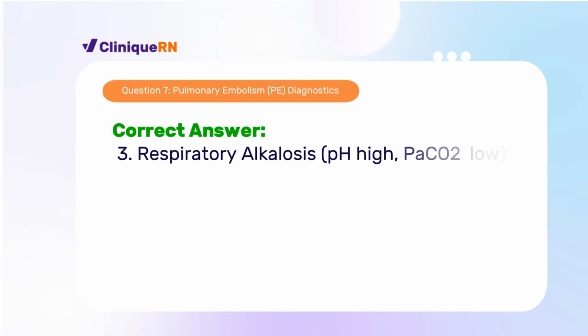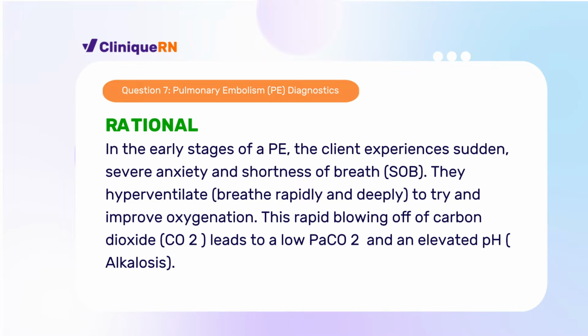The correct answer is 3. Respiratory alkalosis, pH high, PaCO2 low. Rationale. In the early stages of a PE, the client experiences sudden, severe anxiety and shortness of breath, SOB. They hyperventilate, breathe rapidly and deeply to try and improve oxygenation. This rapid release of carbon dioxide, CO2, leads to a low PaCO2 and an elevated pH, alkalosis.